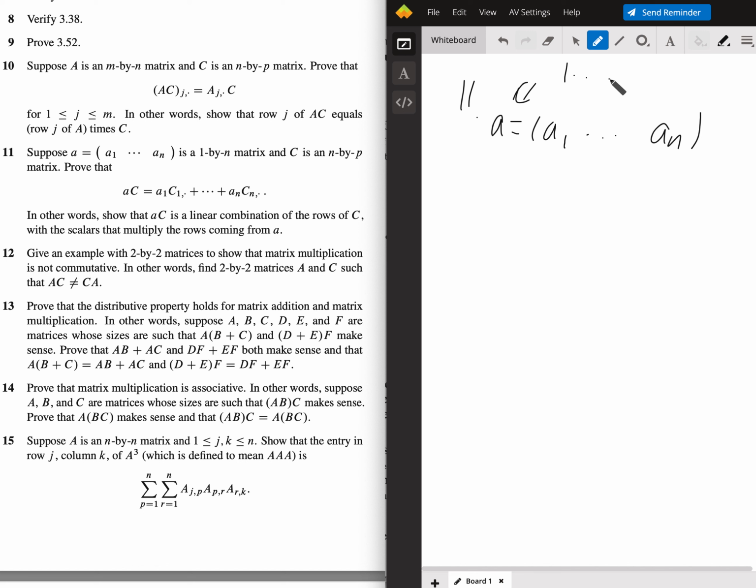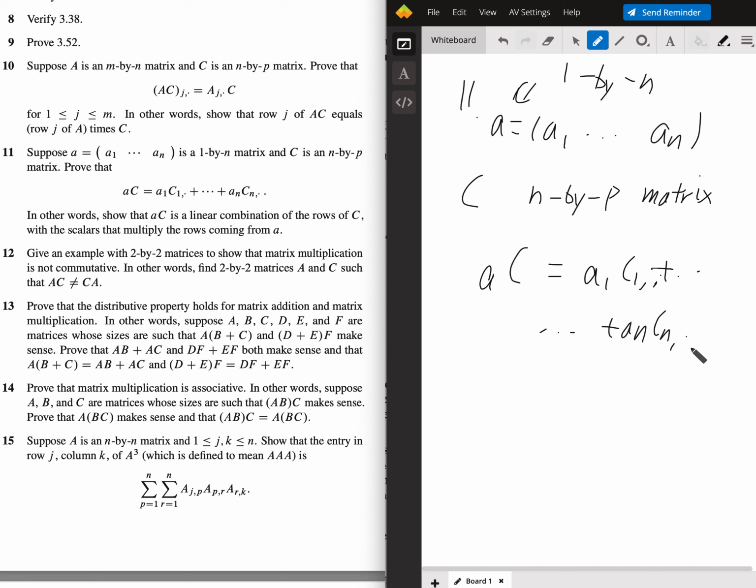Alright, suppose A is a 1 by m matrix and C is an m by p matrix. And you wish to demonstrate that a vector A times a matrix C is equal to this. I want to show that AC is a linear combination of the rows of C, with the scalars being the entries coming from A multiplying the rows.